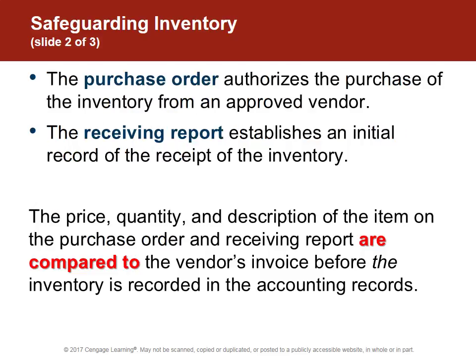The purchase order authorizes the purchase of inventory. The receiving report comes from the warehouse that shows that that has been received, and all of this is compared to the invoice before it's recorded in the accounting records. And therefore, we're sure that we've safeguarded our inventory and that our accounting records show the correct amount.